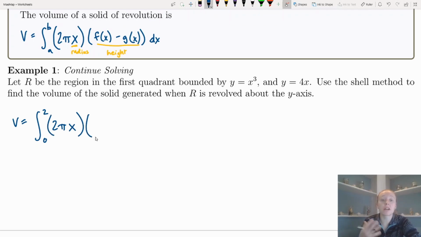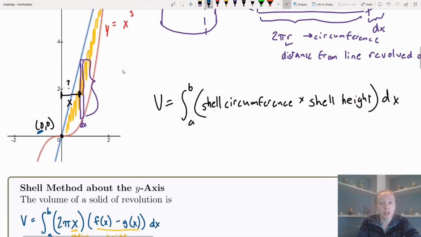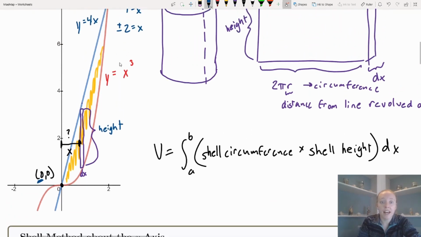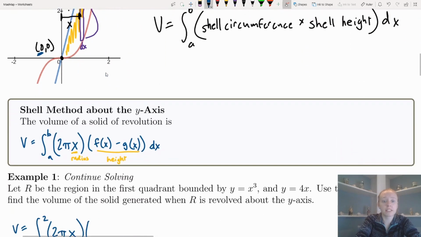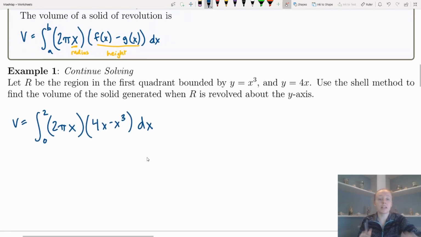Now I need to do my shell height, which is top minus bottom. You can see that is my height. So my top function is 4x, and my bottom function is x cubed. So this will be 4x minus x cubed. And there we have it. That's going to give me my volume, building those small shells, adding them all together to create my overall solid, starting at 0 and going to 2.